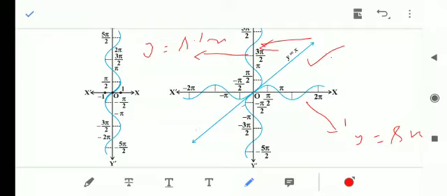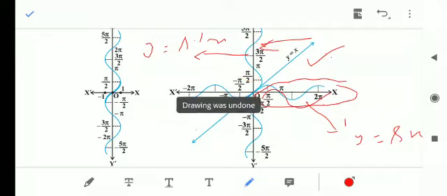You can see the graph of y equal to sine x coming from here, and its mirror image is forming on this side. So we can say the graph of sine inverse x is the mirror image of y equal to sine x about the line y equal to x. This is a very important point.